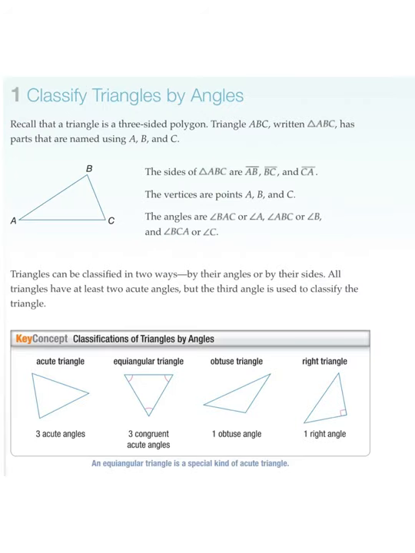Okay, so here are diagrams of what the triangles are. Three acute angles, three congruent angles, but in theory 60 degrees. One obtuse, so as long as it's greater than 90, 91 up to 180 will give you an obtuse. Right triangle must be 90 degrees. Again, keep an eye out for our little square at the bottom.